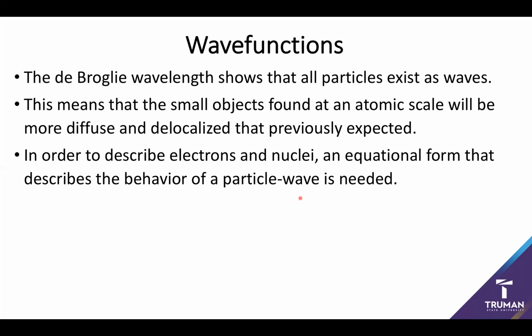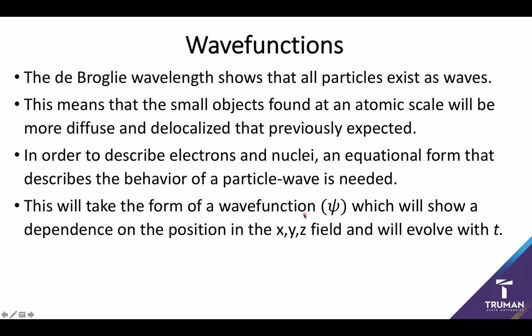So the equational form we use to describe these particle waves is called the wave function. So this is essentially an equation that shows the relative probability of finding a system in a given position in an XYZ field, so good old Cartesian coordinates. And then we have to acknowledge the fact that it isn't going to be stationary. There is going to be a time-dependent component.